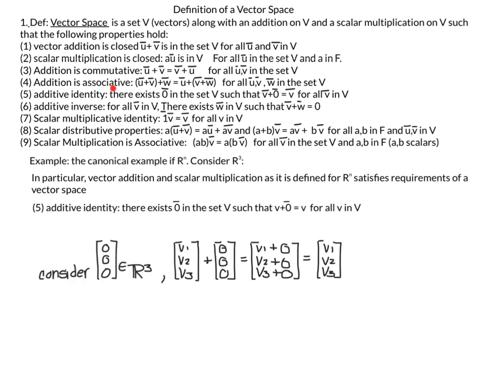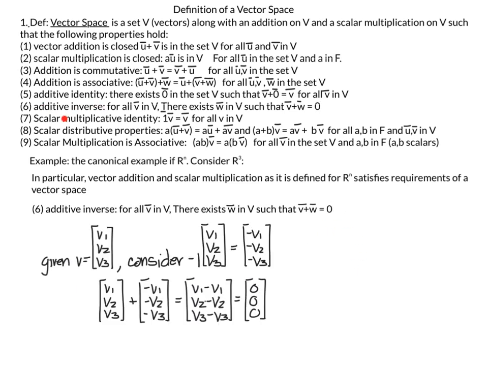The next property is the additive identity. So there exists a zero vector in the set V such that any vector v plus 0 is equal to v, for all vectors v in the set V. So for R3, we consider the vector 0, 0, 0. Then we add it to any vector v, and by vector addition this is v1 plus 0, v2 plus 0, v3 plus 0. These are just real numbers, so that gives us back our original vector v.